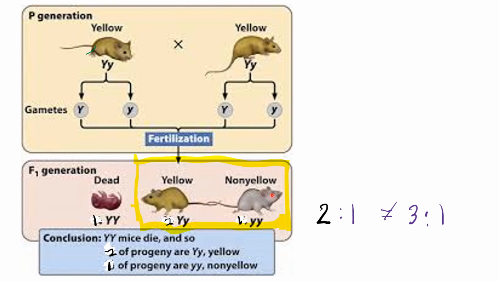Actually, there is another finding. They dissected the uterus of the mice during pregnancy and found another color in the uterus, which is red. Firstly, they concluded that red is actually the dominant color, not yellow. Yellow is actually the intermediate color between red and non-yellow. So this color allele shows incomplete dominance.